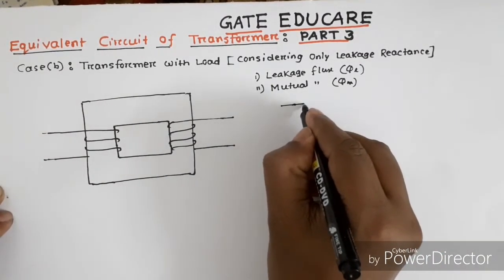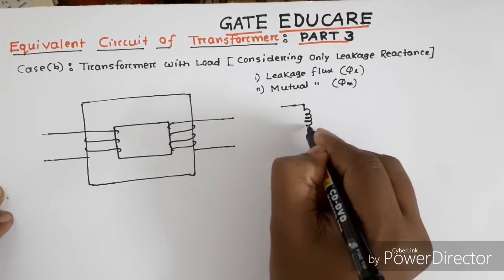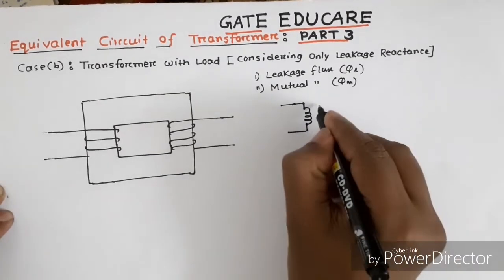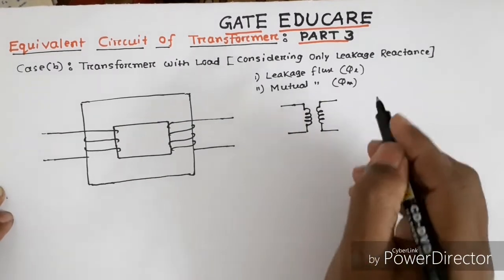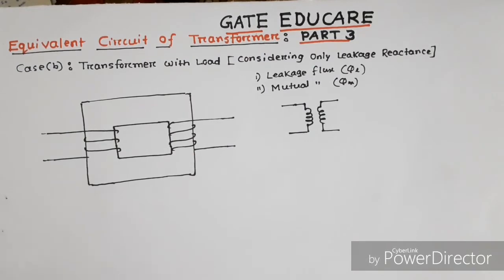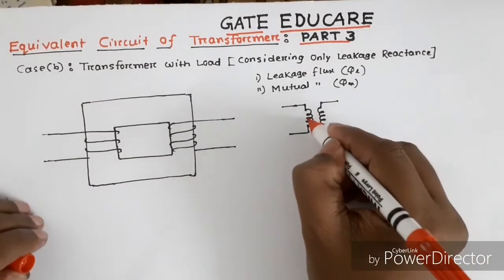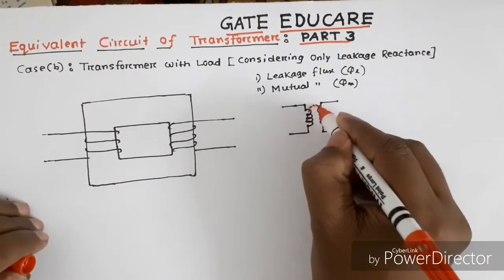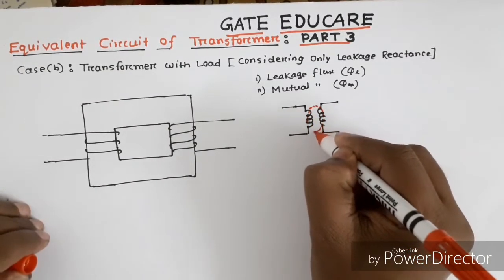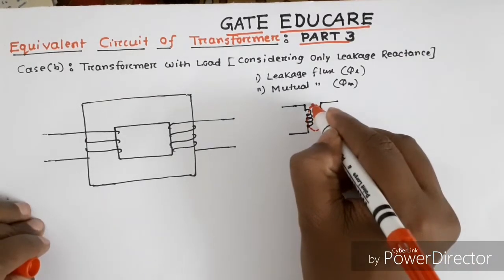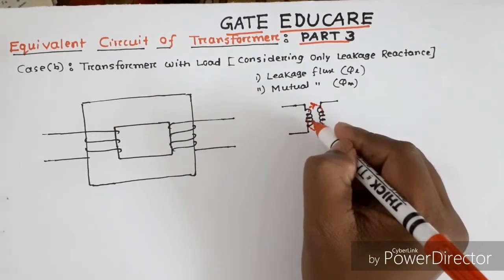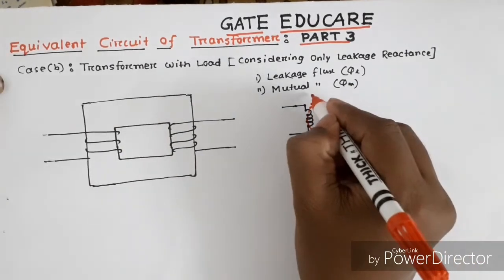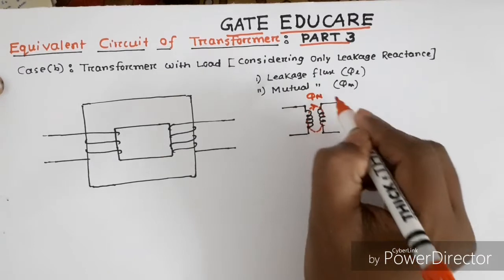Suppose this is a transformer. This is primary winding and this is secondary winding. Now, the flux which links both primary and secondary winding. The flux which links both primary and secondary winding, this flux is useful flux or working flux, and is called mutual flux phi of M.